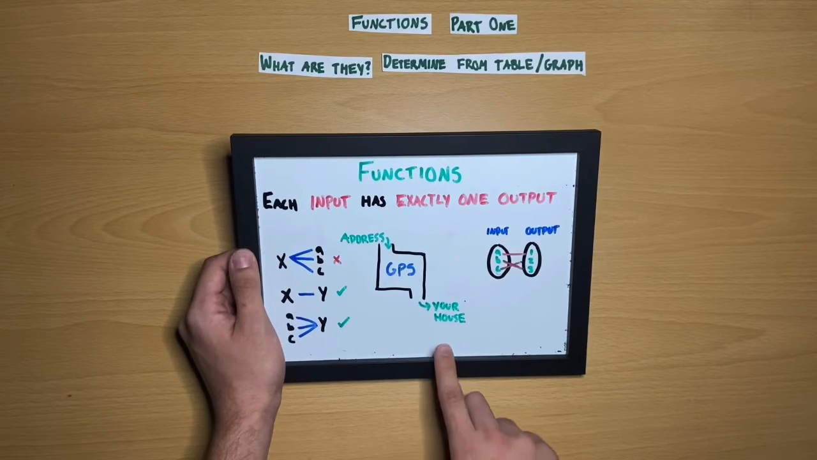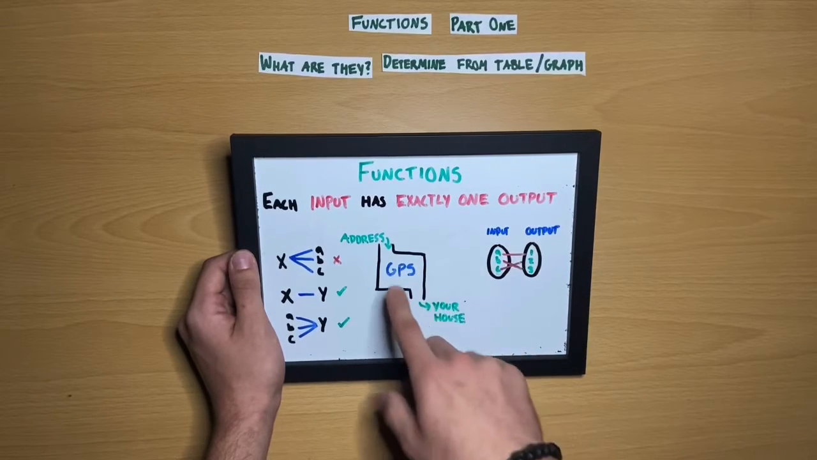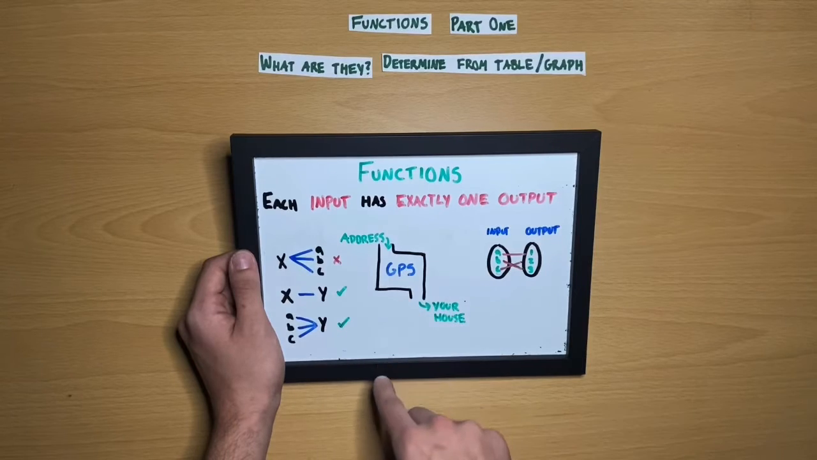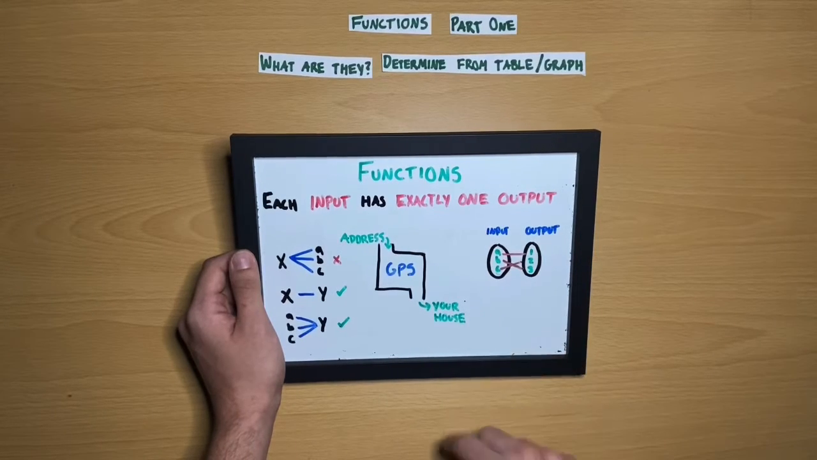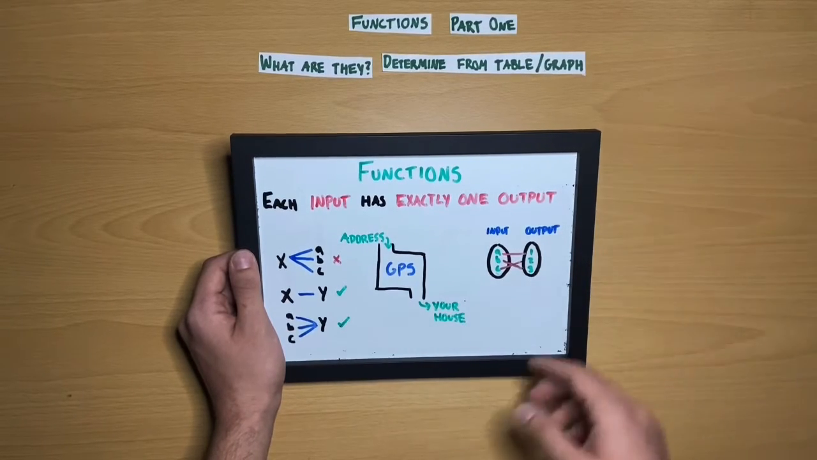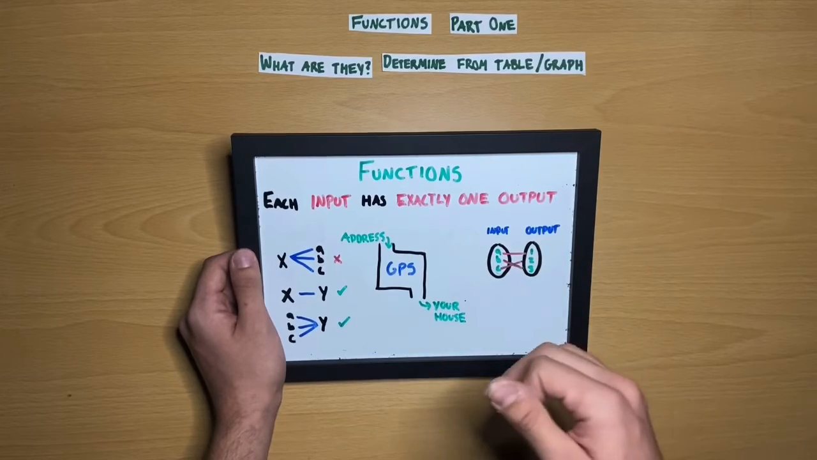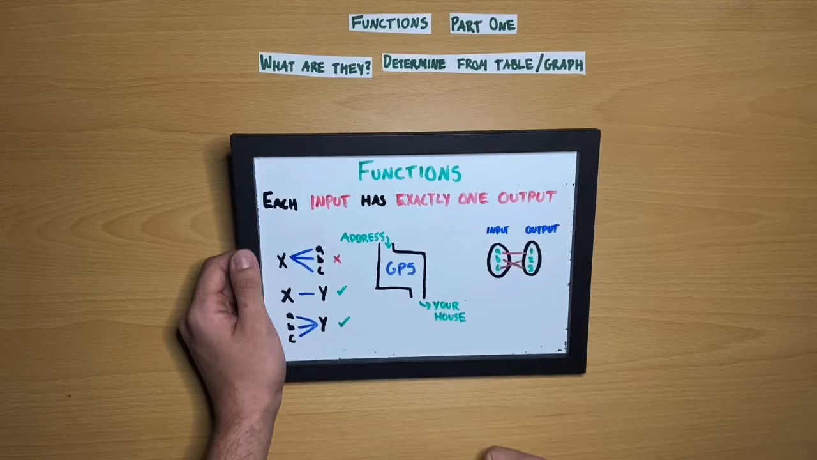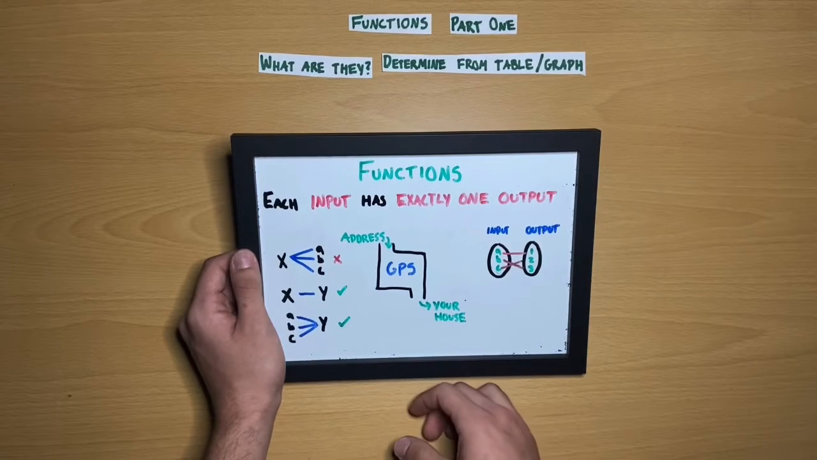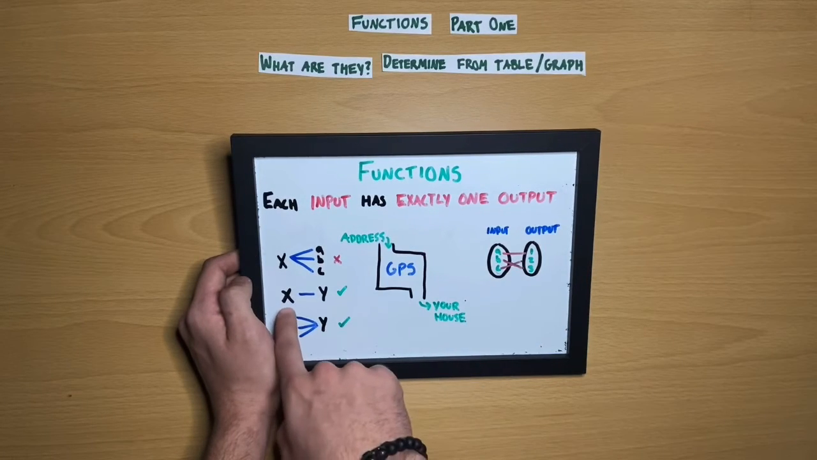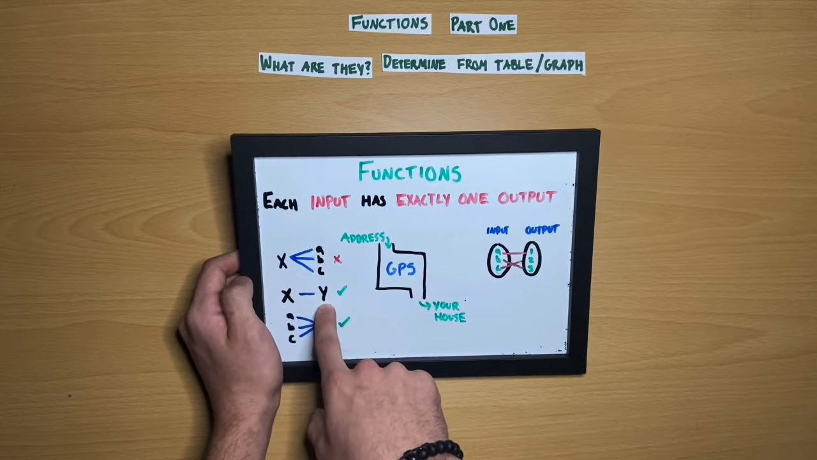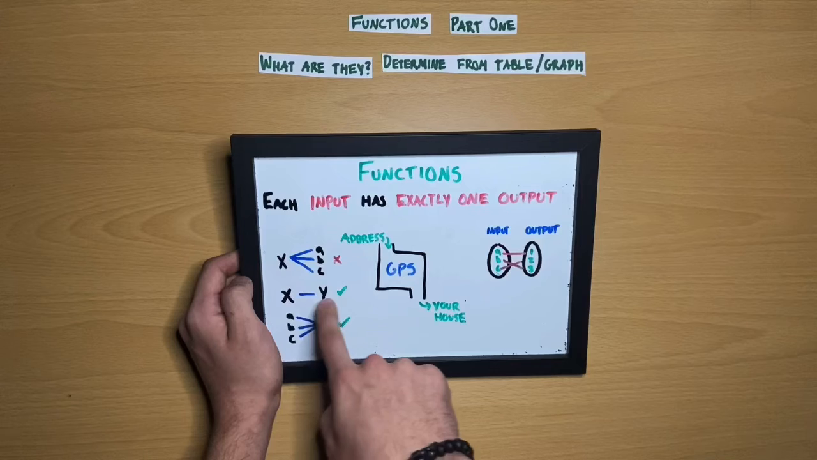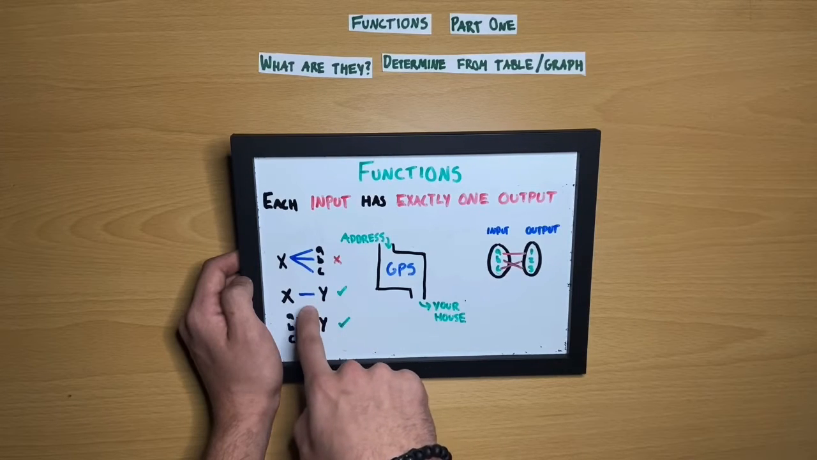and then you'd expect to get your house out of it. That's a good function because every time you put in your address, it will always get you to your house. It won't send you to McDonald's, or to your school. It would always send you to your house. So that is a function. And this is seen here. Let's say this is your address and this is your house. It's a direct connection, a direct relationship.